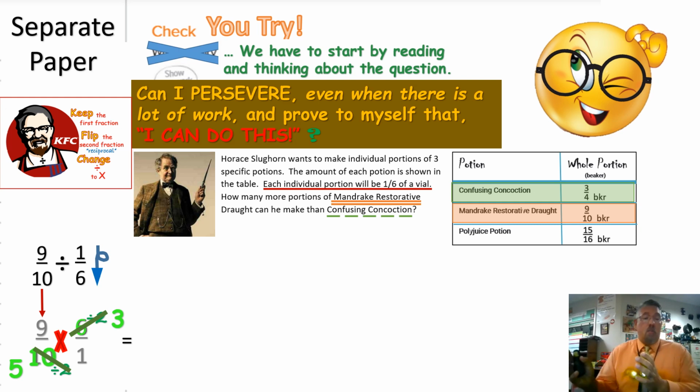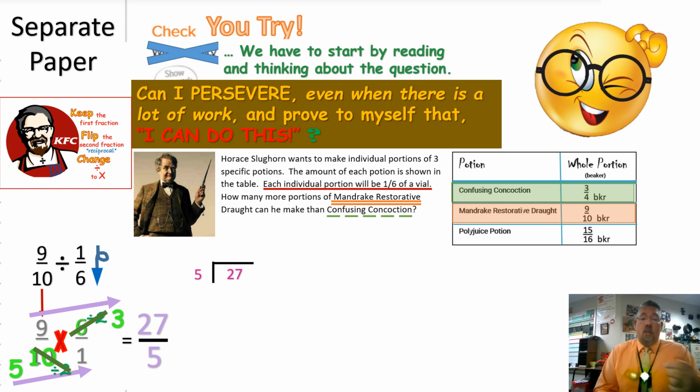I do it by multiplying across, so I'm going to take 9 times 3. Well, 9 times 3 is 27, and 5 times 1 is 5. That's top heavy, so I know I need to convert it. So I'm going to take 27 and divide it by 5. Well, 5 will go into 27 5 times, and then 5 times 5 is 25.